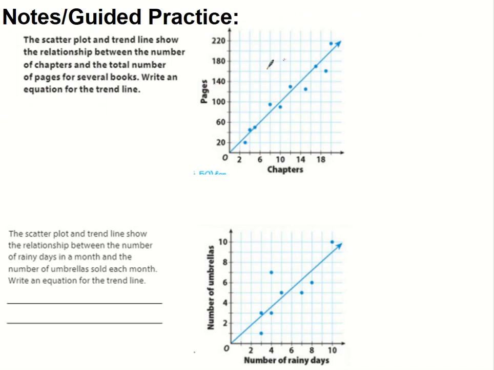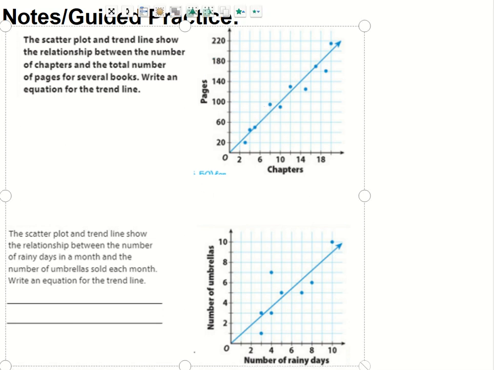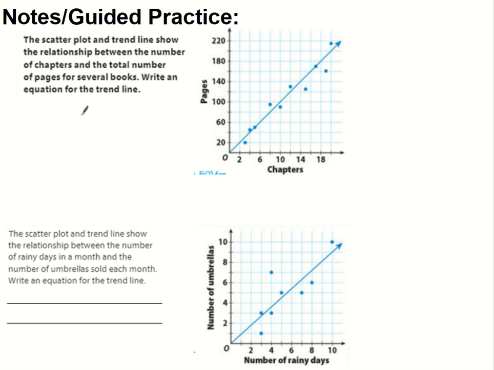So here I have a scatter plot and here I have a trend line already drawn for me. This shows the relationship between the number of chapters and the total number of pages for several books. So the more chapters, typically speaking, the more pages. What we're going to have to do is write the equation of the trend line. So what we need to do when we write equations of trend lines is we always have to find perfect points. I still have to write my equation as y equals mx plus b. B represents the y-intercept and m represents the slope. So I need to find the slope and I need to find the y-intercept.